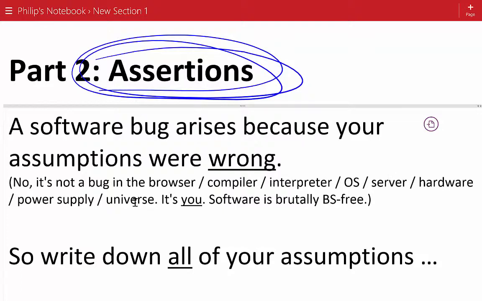So if you accept that first premise, which I hope you do by this point, then the logical next step is to write down all of your assumptions. Right? That's the logical next step. Write down all of your assumptions about your code, about what your software is supposed to do, what you think it does, what you want it to do. Just write them all down. Okay? Sounds easy, maybe or not.